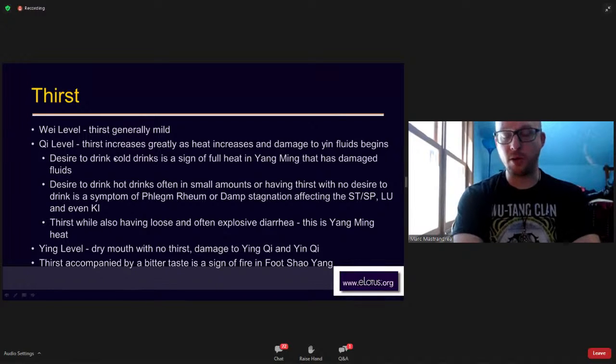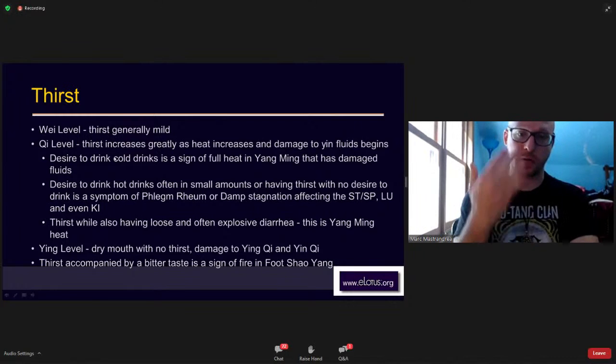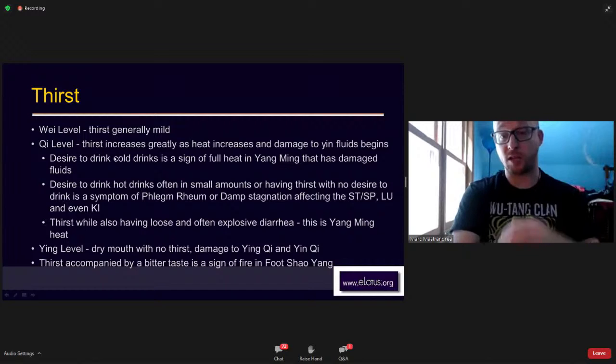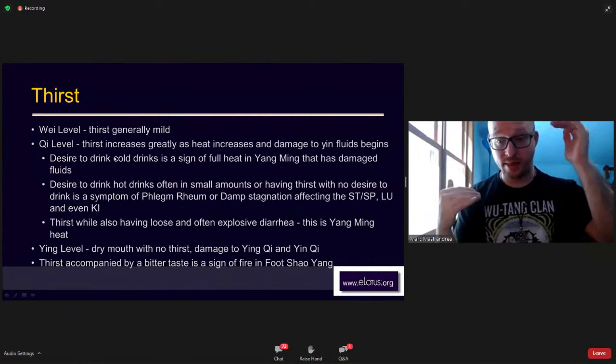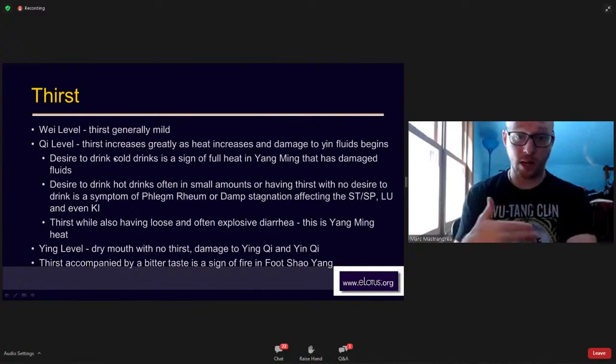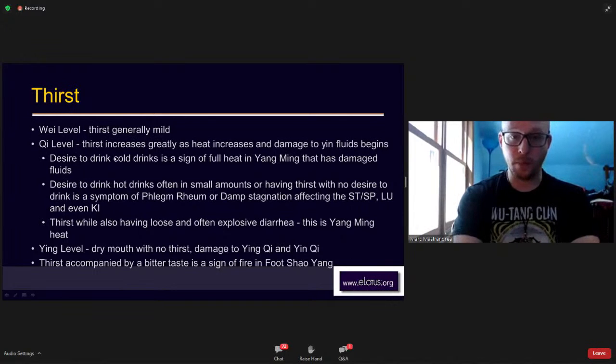So whenever you have thirst that's accompanied by a bitter taste in the mouth, we all know it's pretty common. That's a gallbladder channel, a foot xiaoyang issue, a sign of fire in foot xiaoyang. This bitter taste comes up in the mouth. So that would be what? You could possibly have something stuck between the wei and the qi level, and this is coming up and you're seeing this. So this could be a thing.